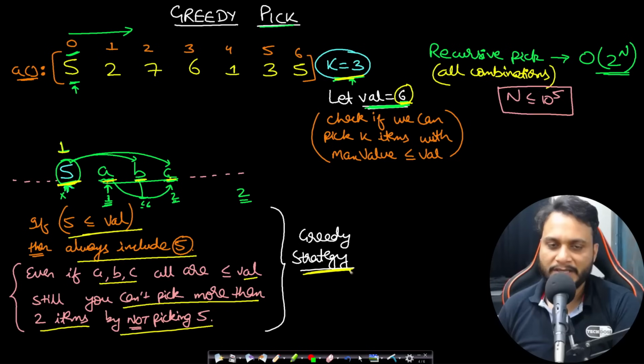And this is your greedy strategy. If you understand this greedy strategy, then you will confidently be able to select k items in just O(n) time by parsing the array exactly one time. Now let's see how to do that.